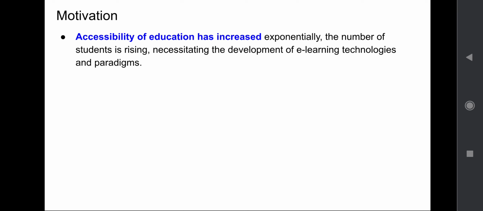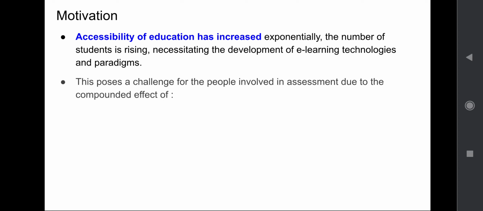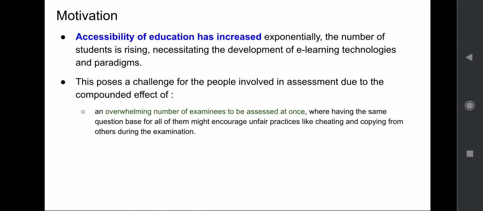First is that the accessibility of education has increased exponentially. The number of students is rising, necessitating the development of e-learning technologies and paradigms. This poses a challenge for the people involved in assessment due to the compounded effect of an overwhelming number of examinees to be assessed at once, where having the same question base for all of them might encourage unfair practices like cheating and copying from others during the examination.